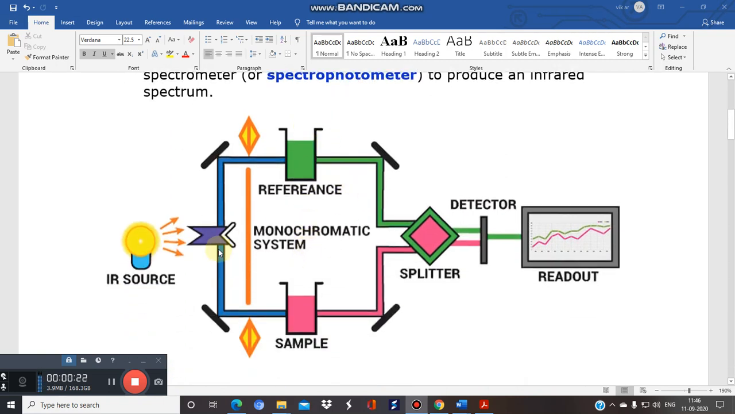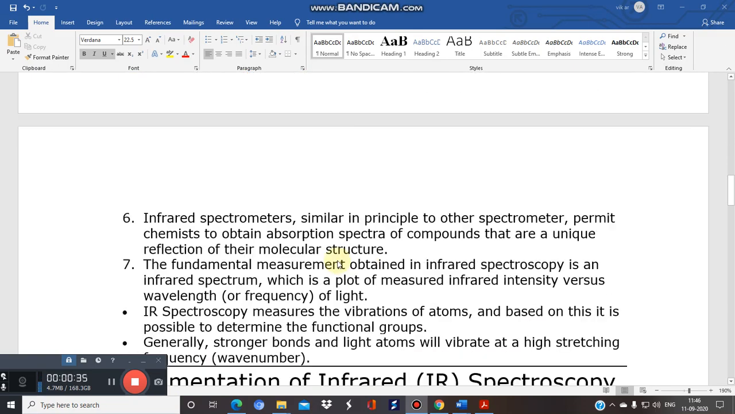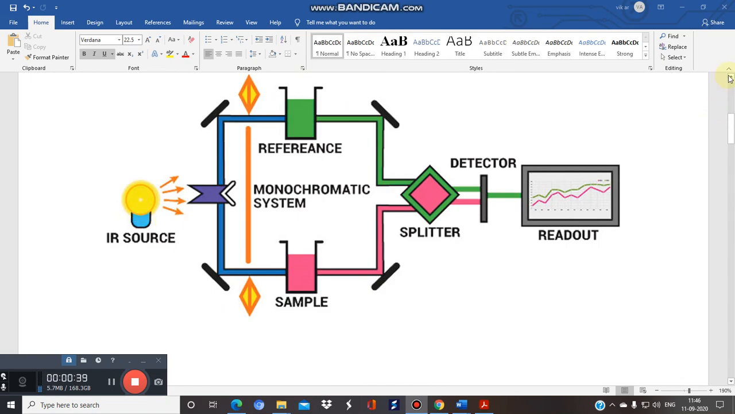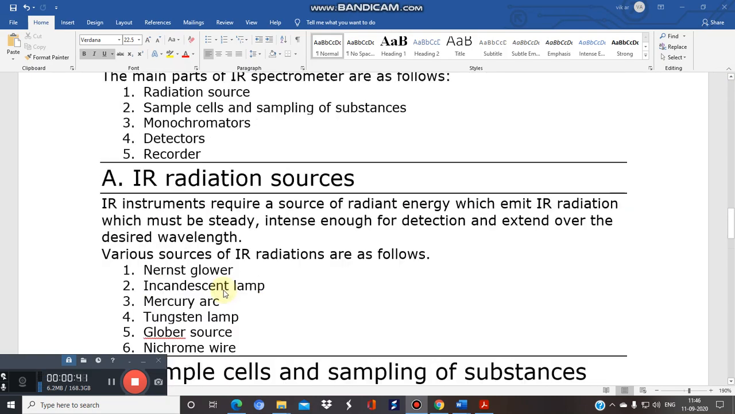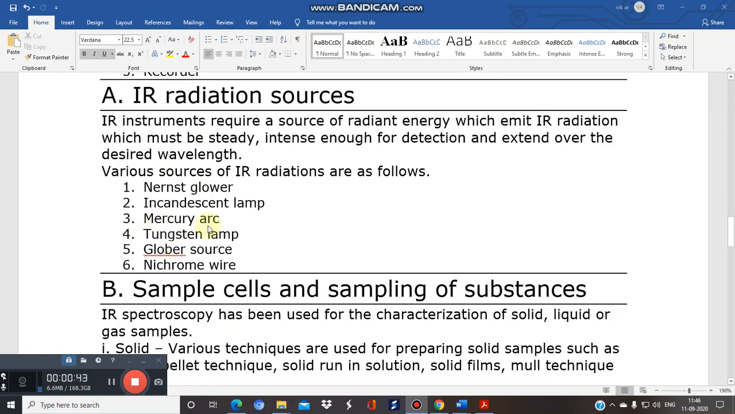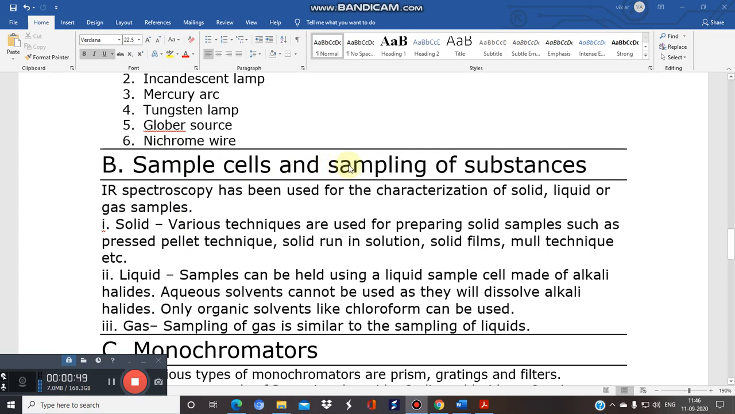Here is a spectrophotometer. Yes, we have an IR source. The main components are the monochromatic system and the reference and the sample cell along with the splitter, detector and recorder. So let's see this one by one. Number one is the IR source. So the IR source generally consists of different types of lamps like mercury arc, tungsten lamp, Nernst glower, Globar, etc. And we use different types of sampling substances like solid, liquid and gases.